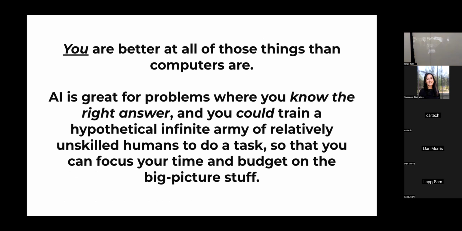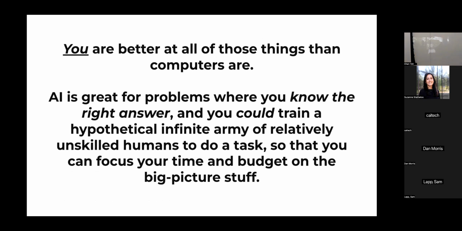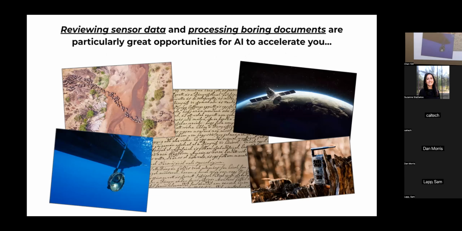Another way of looking at this, of course, is that for all of the things I talk about on this slide, all of these recommender planner systems, humans are still really better at these things than computers. And so I focus on using AI for problems where we basically know the right answer, and we could train a hypothetical army of humans to do this task. By having AI help us with this, we let humans and organizations focus their time and budget on the bigger picture stuff. And in particular, this tends to fall out as things like reviewing sensor data and processing lots and lots of boring documents. These are great opportunities for AI to accelerate you.